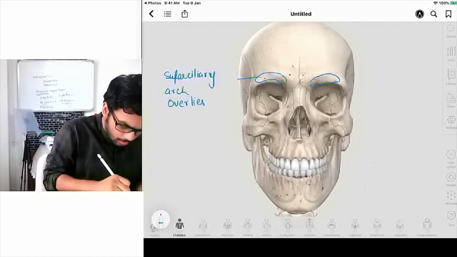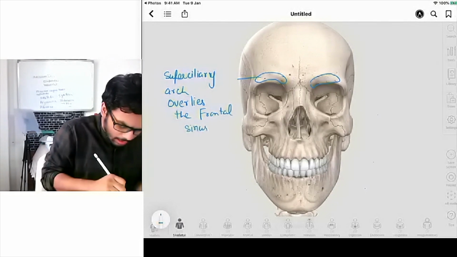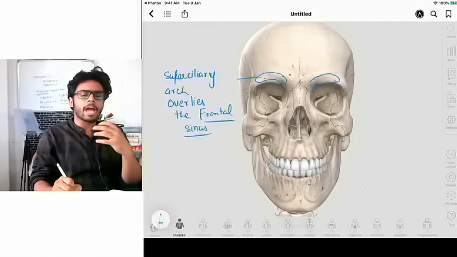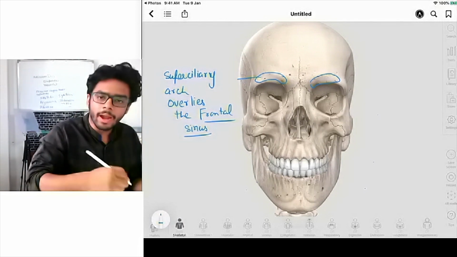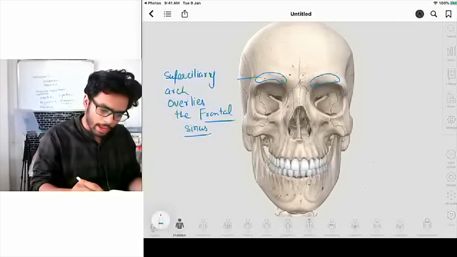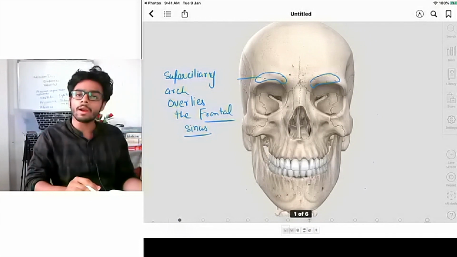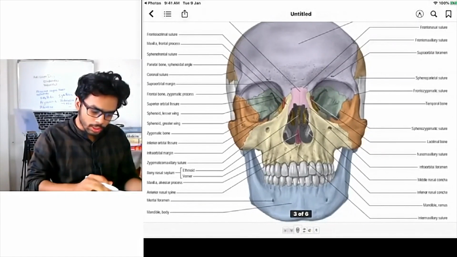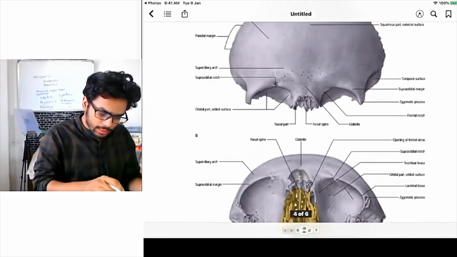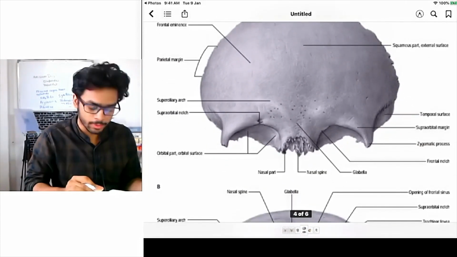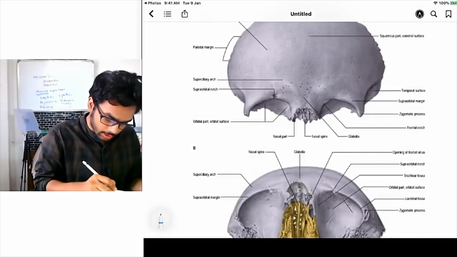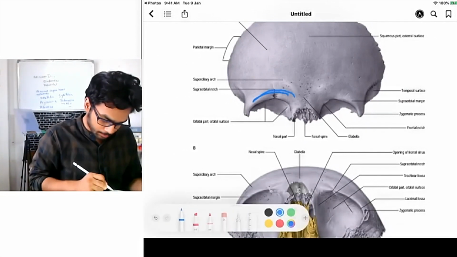It overlies the frontal sinus. Now what does the frontal sinus mean? Sinus means space. So the space which is present behind this structure is known as the frontal sinus, and the superciliary arch overlies this. Now let me show you how the structure will look. See, this is just a frontal bone. This image has been taken from Gray's Anatomy. Can you see the structure? This is the superciliary arch part.